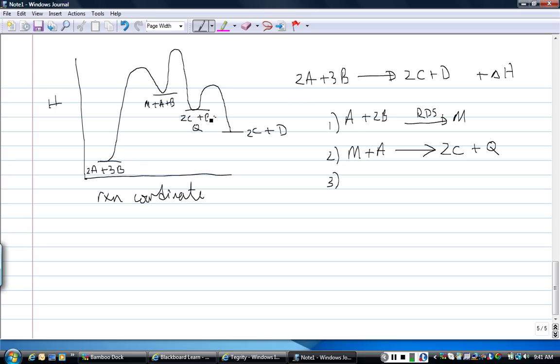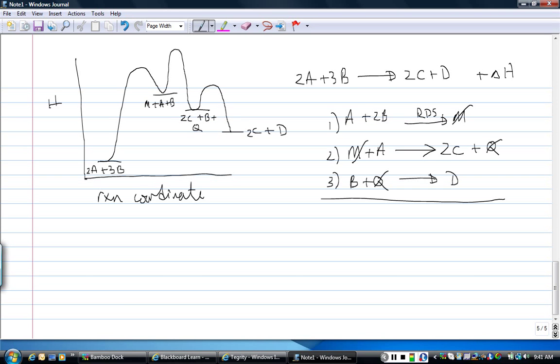Well, B was here, as was Q. They are no longer in the product, so B plus Q must have reacted, and they gave rise to D. And of course, obviously when I sum these together, the M goes out, the Q goes out, and I have 2 A's plus 3 B's give rise to 2C plus B. Okay?